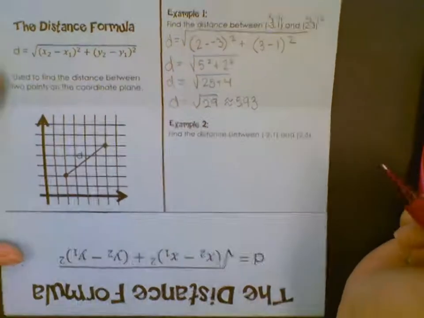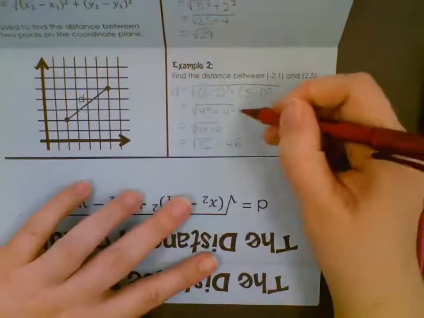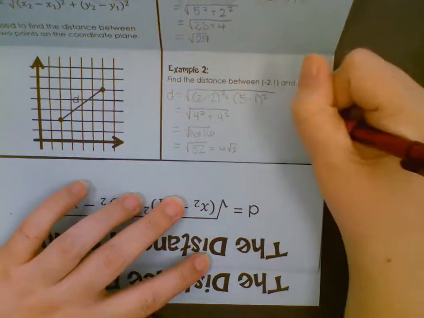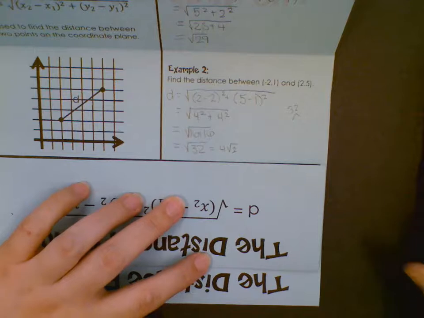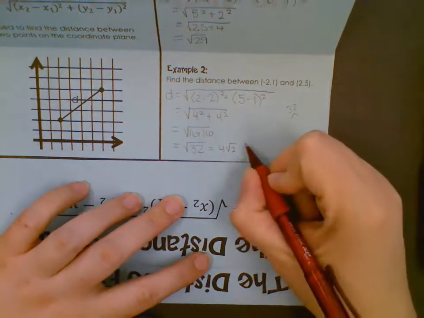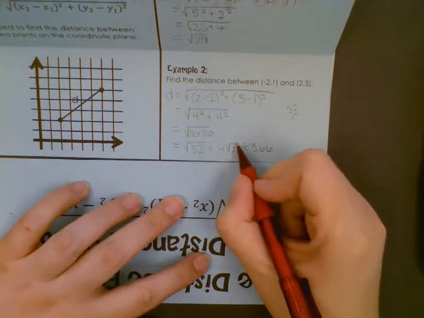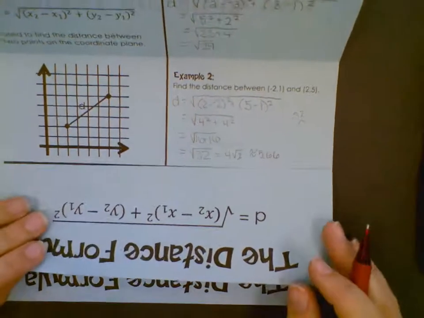So why don't you pause and try example 2, and I will show you what the answer is when you come back. Okay, so if we plugged in, remember we subtract first, add, we got the square root of 32, and then I did the factor tree thing to get my radical simplified, so it's 4 root 2. If we wanted to approximate that, we would get approximately 5.66. But I like to leave it like the radical, so that is how you should do it too.